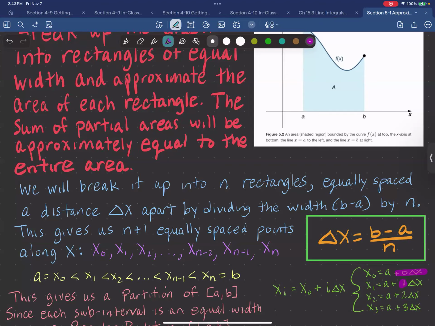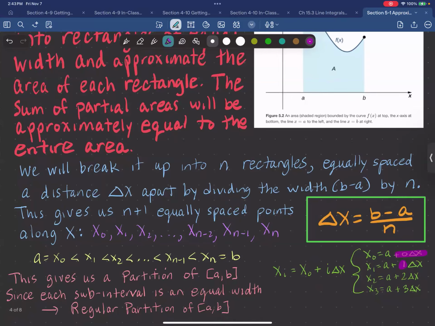When we break it up like this, it's called a partition. When you break up a thing into a bunch of rectangles, it's called a partition. And if you make each rectangle the same width, it's called a regular partition. This terminology comes up later in what we're doing, and it just makes it so it's equal width for each rectangle, okay?